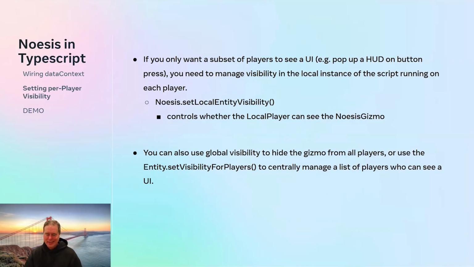Again, as I mentioned, this script is running locally on every player. And so what if you want to have a HUD and you only want it to be visible to some players and not other players? Previously we would set visibility per player using the entity set visibility for players to control which players could see something, which could not. But with Noesis, you have the special API of set local entity visibility, and that is a non-networked, local-only control over whether this locally executing shared script is going to draw the UI for the local player or not. So it's a much more efficient way of doing that for Noesis gizmos.